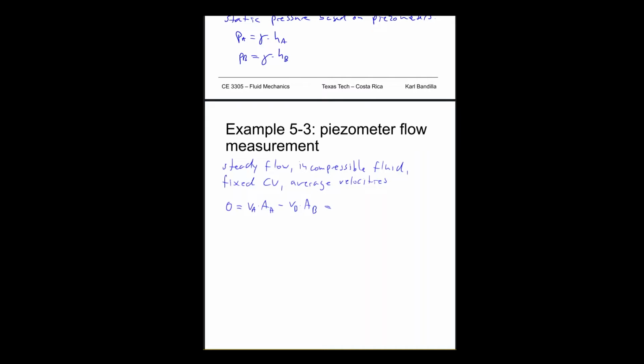All right, so this is all circular, so I have VA times pi over 4 dA squared, minus VB times pi over 4 dB squared. Because it's all equal to 0, I can divide by the 4 pi. So I can say VA times dA squared is equal to VB times dB squared. All right, and then let's solve this for VB, and then we can plug that into our Bernoulli equation. So we'd have VB is equal to dA squared over dB squared times VA.